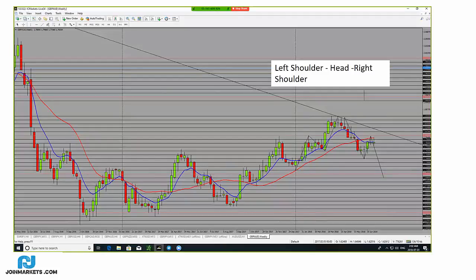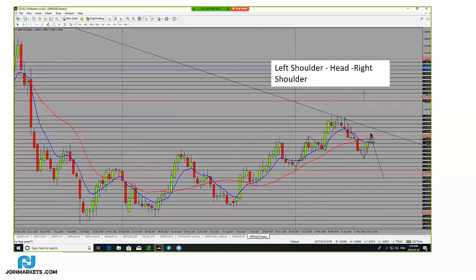So let's look at this picture. This is GBP AUD on the weekly chart. Okay, so as you can see here, I've drawn my left shoulder here. Okay, we form the head. Okay, ignore this line. This is just a trend line coming from the top. Okay, we form the head. Okay, now we have tried to form our right shoulder.